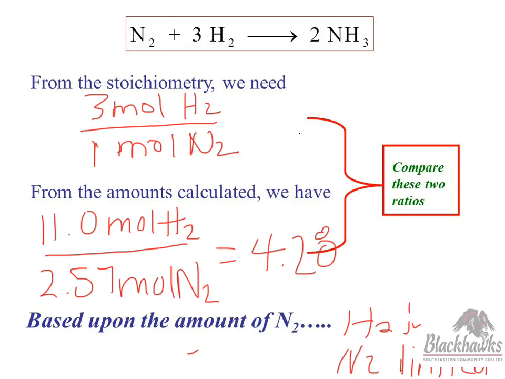So we did the first question then. The first question was which one's in limited supply. And so all of your stoichiometric calculations are going to be based upon nitrogen, N2. The second one was, all right, how much hydrogen are we going to have after we use up all of the nitrogen? Because we know nitrogen is going to be limited.